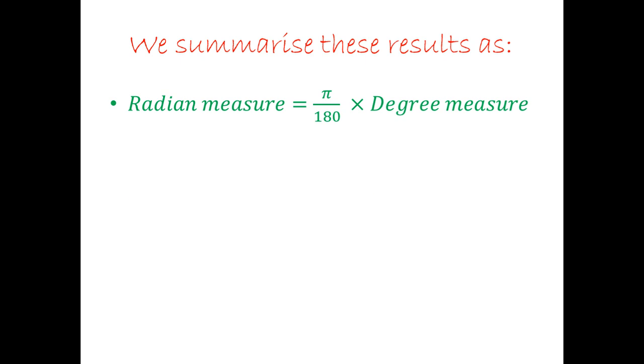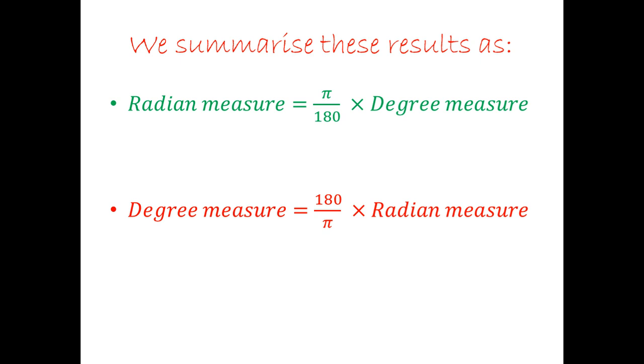We summarize these results as the relation between degrees and radians. If we have degree measure and we have to find radian measure, we multiply our degree measure with pi by 180 and we get radian measure. And if we have radian measure and want to convert it into degree measure, then we multiply our radian measure with 180 by pi.